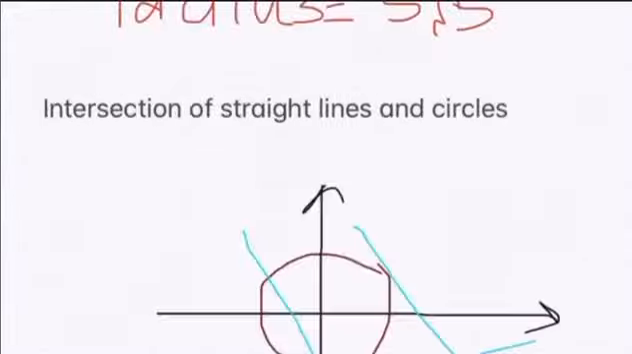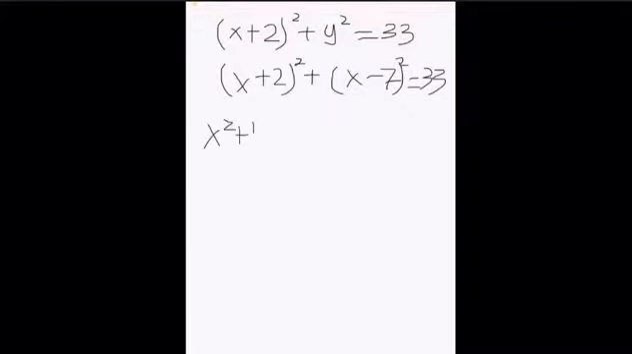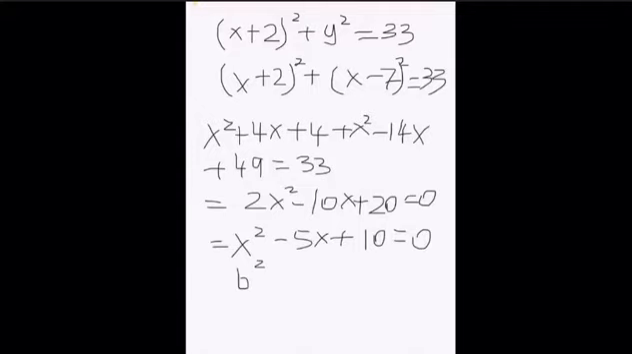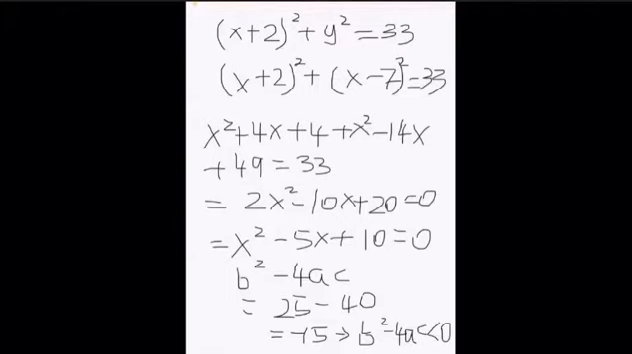So the equation of the line is y equals x minus 7. It actually shows the value of y, so we can substitute this into the equation of the circle. So it would be (x plus 2) squared plus (x minus 7) squared equals 33. And you need to expand the brackets, and you get 2x squared minus 10x plus 20 equals 0. Then divide both sides by 2. So x squared minus 5x plus 10 equals 0.